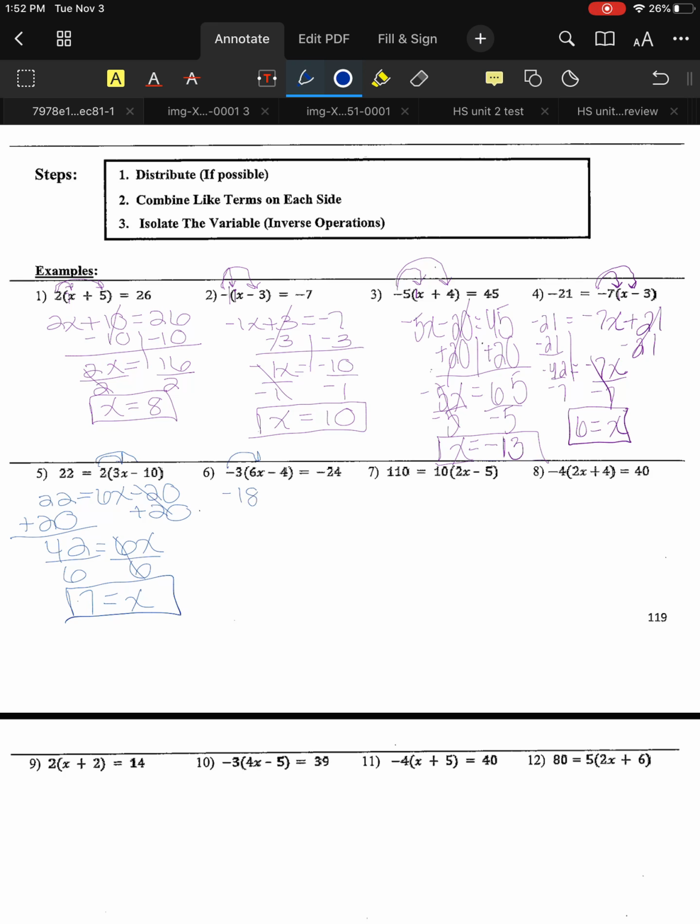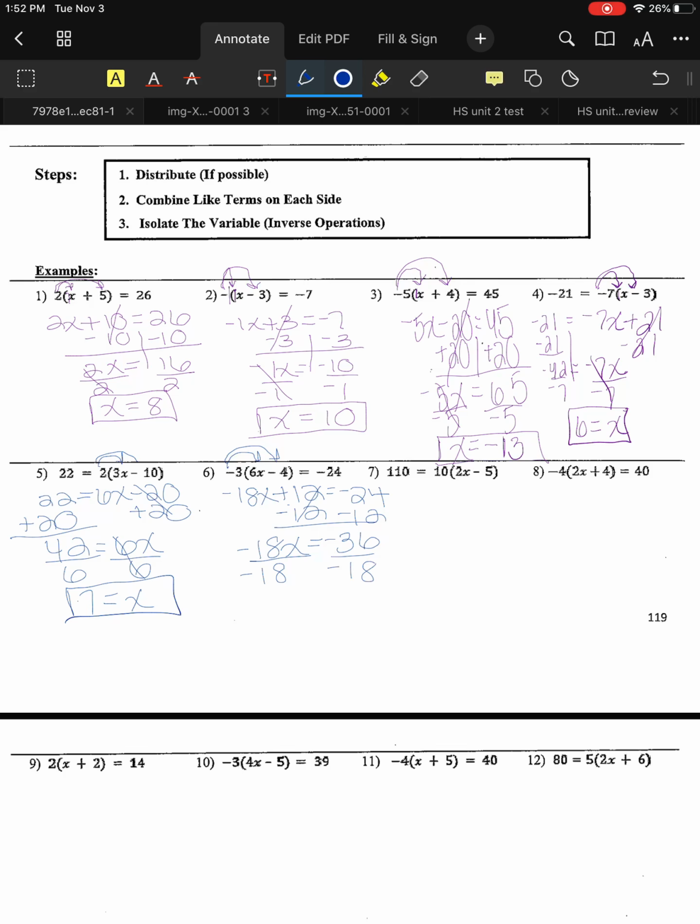Problem number 6, negative 3 times 6 is a negative 18x. Negative 3 times a negative 4 is a positive 12. Negative times a negative, be careful there, negative 24. The opposite of adding 12 is to minus 12. Negative 18x, signs are the same, I get negative 36. Calculator, make sure you do negative 24 minus 12.